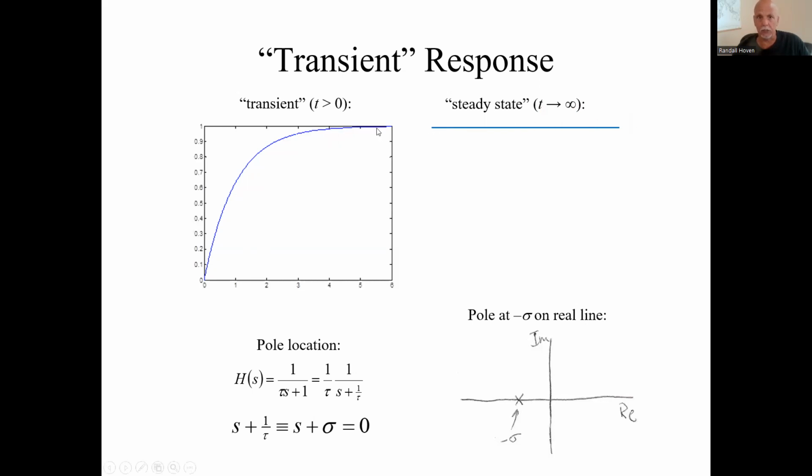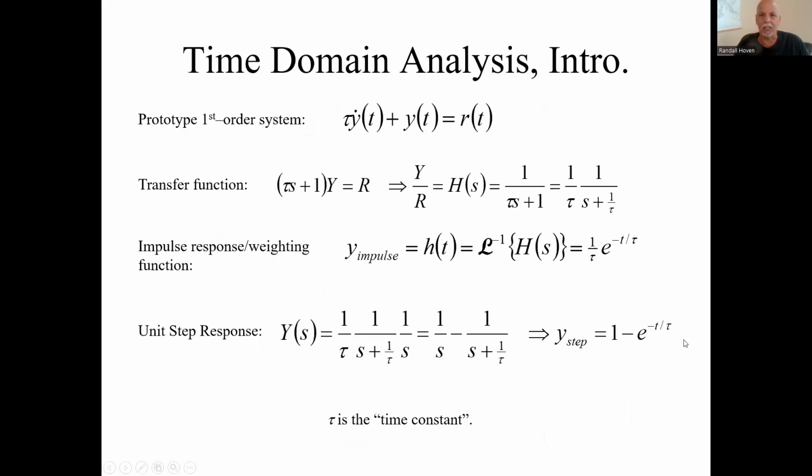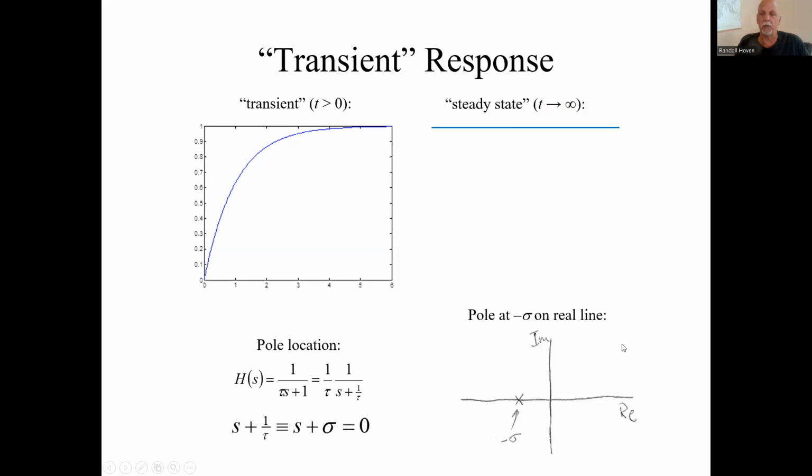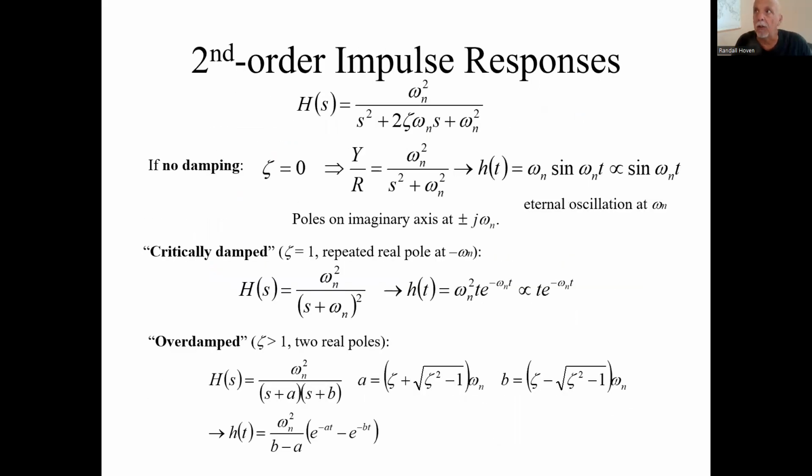So for the first order system, well, here's the transient response, but the steady state response is just a constant one. You just let t go to infinity, and that would go to zero, and it would just be one. So it's just a constant one for this prototype first order system. So now let's get to second order systems.